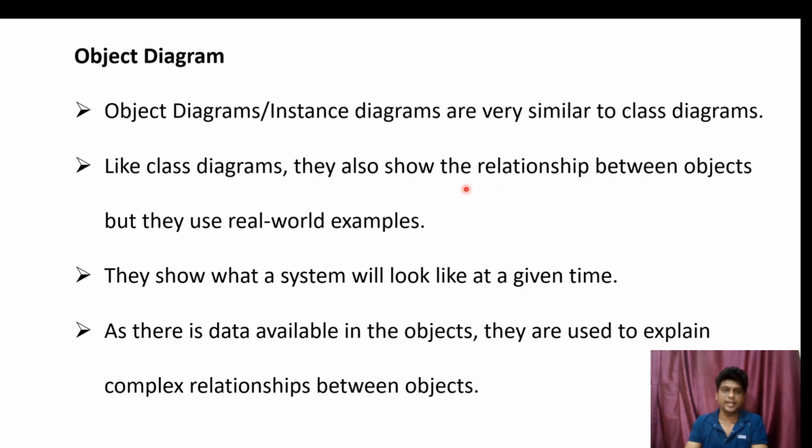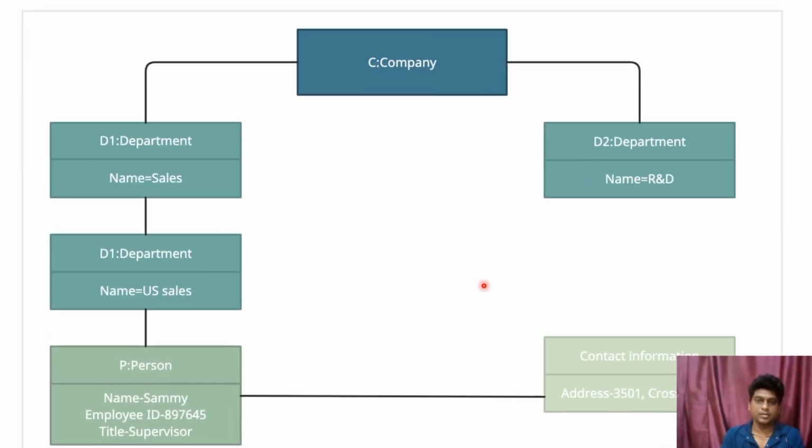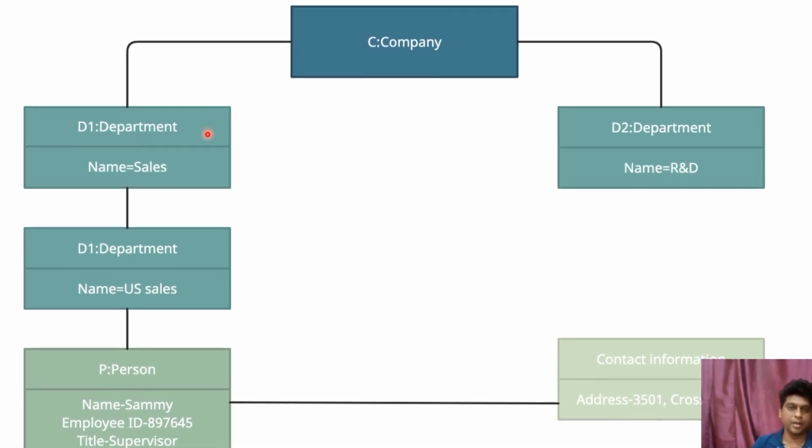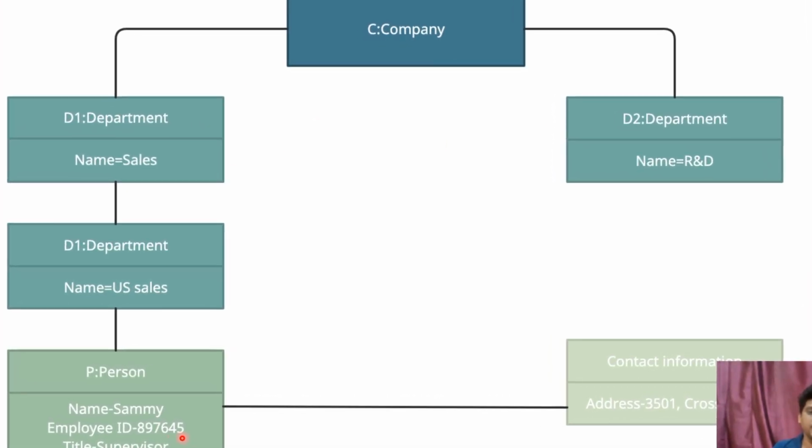And next one is the object diagram. It is similar to a class diagram, except it shows the instances of classes in the system. It picks actual classifiers and relationships, making use of the class diagram. On the other hand, this object diagram represents specific instances of classes and the relationships between them at a particular time. For a company, it has various departments and persons, and we have the contact information detail of those persons.